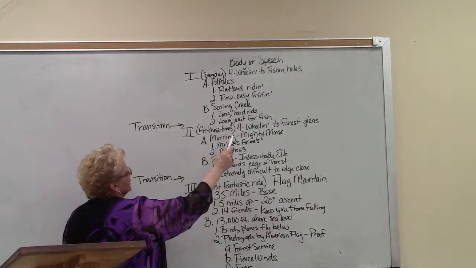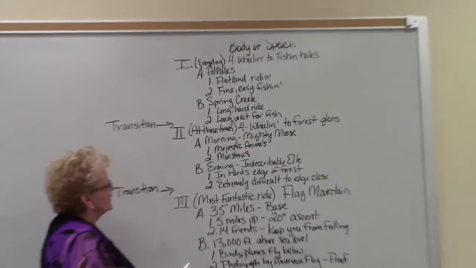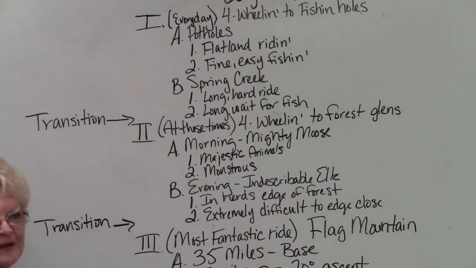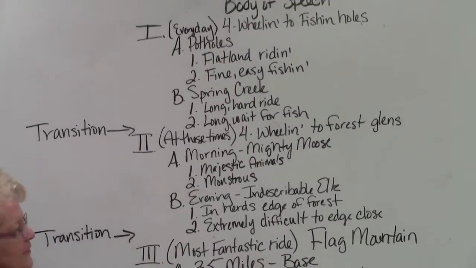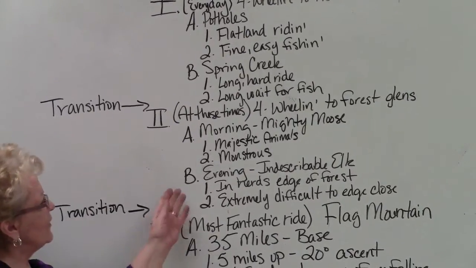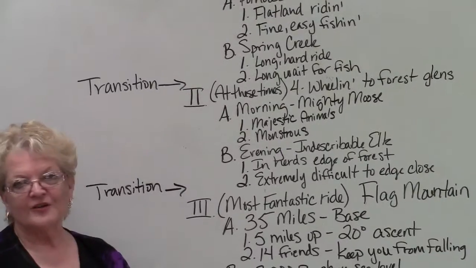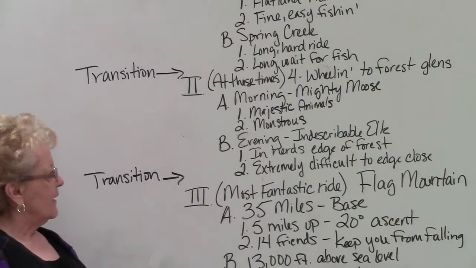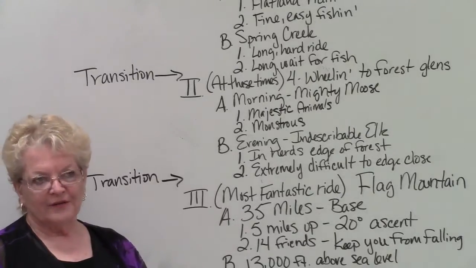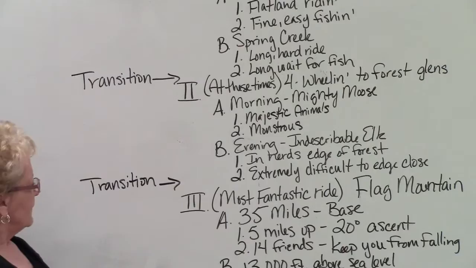In the morning, we see the mighty moose. They're majestic animals, they're monstrous, but they are calm. And we can watch them for a while. In the evening, we watch the indescribable elk. They are usually in herds at the edge of the forest near the lake. They are extremely difficult to edge closer to. They run off very easily.